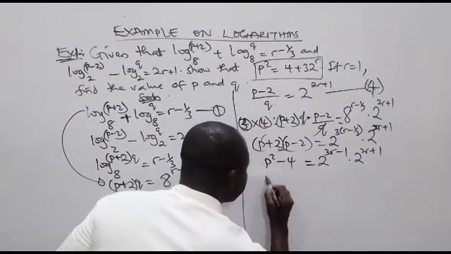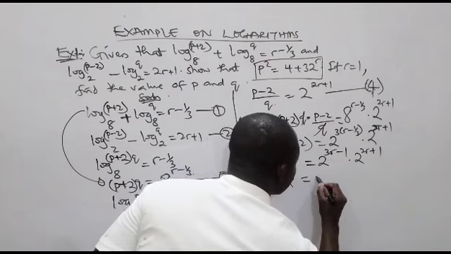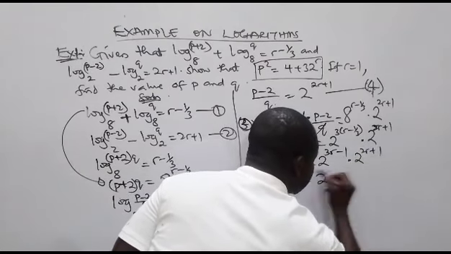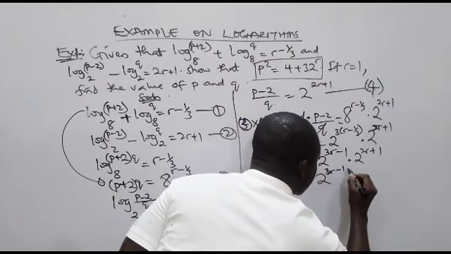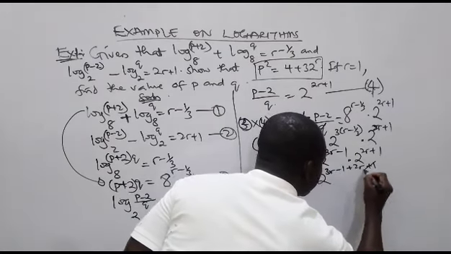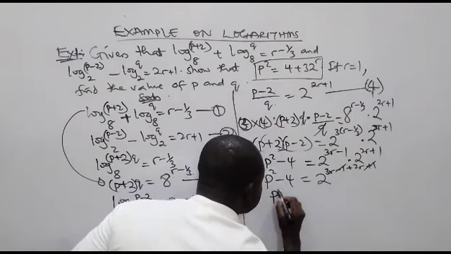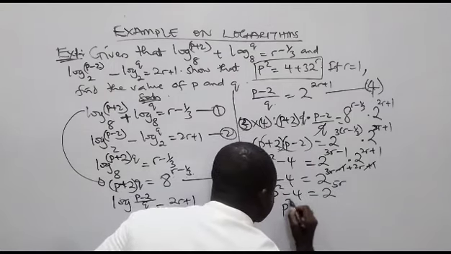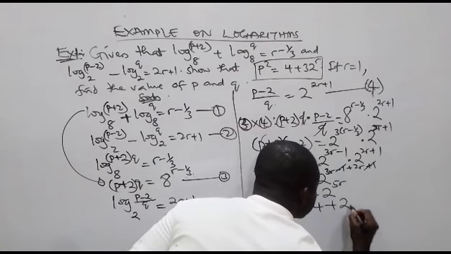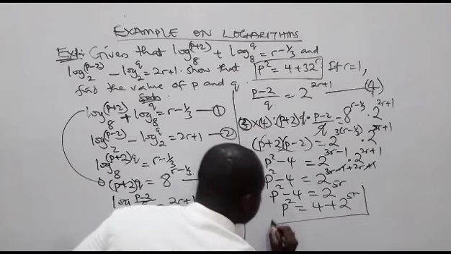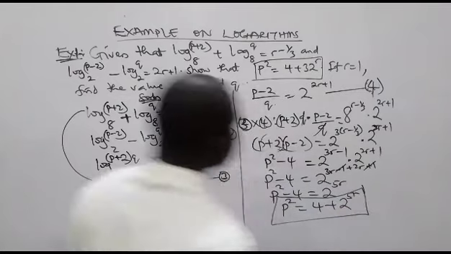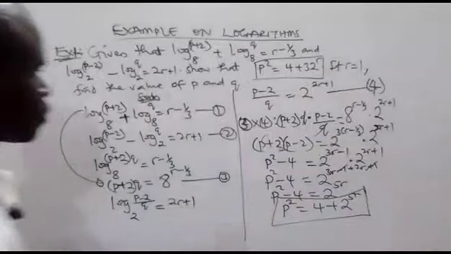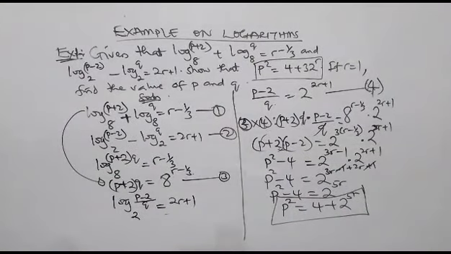So from there, I'm going to have p squared minus 4 to be equal to 2 raised to, the dot connotes multiplication, so I will add the powers together. They have the same base. 3r minus 1 plus 2r plus 1. Minus 1 will take care of plus 1. So I have p squared minus 4 to be equal to 2 raised to power 5r. Then p squared is equal to 4 plus 2 raised to power 5r. And that is what we are asked to show.